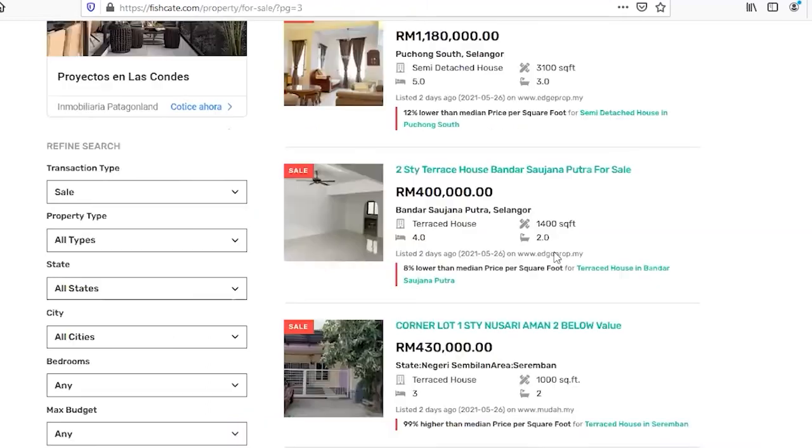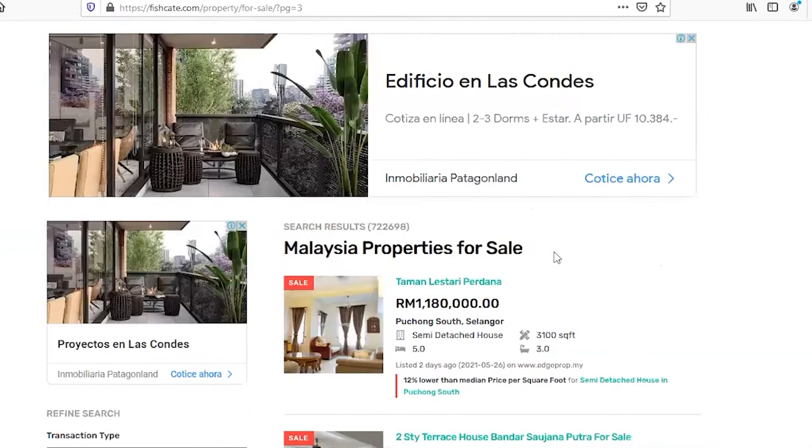But what we did is, because we have in fact collected all the data, every time a property is published, we can compare the median price per square foot of this property against the same property in the same area. When you scroll down, because this does not belong to our sources, we have listed where the listings are coming from.